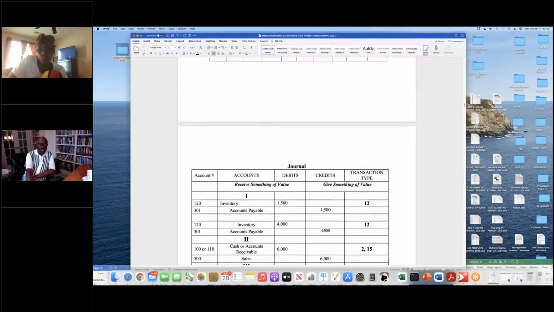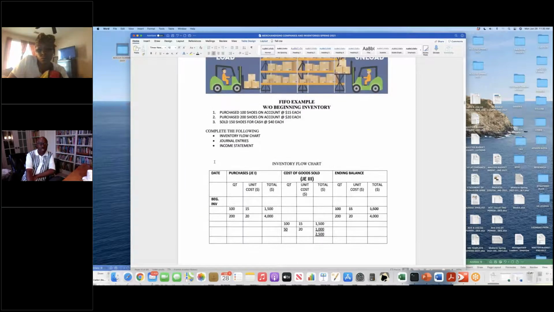When introducing the chart, because you could have 10 transactions on your quiz tomorrow, a chart like this would kind of help.